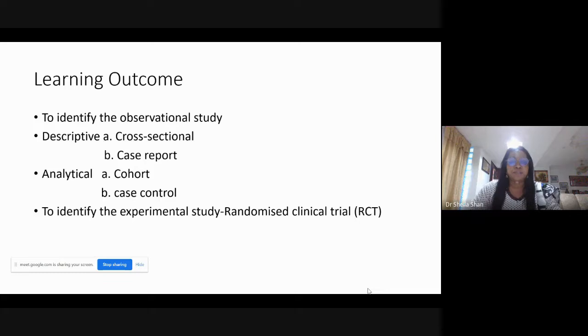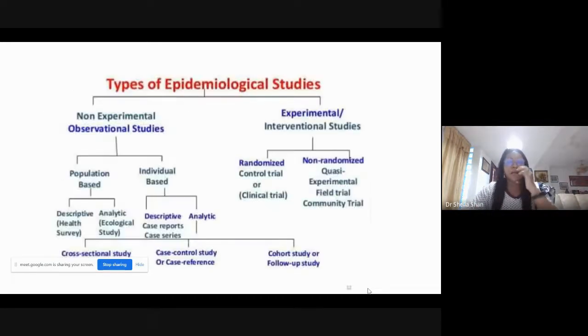Okay, so observational study. What is observational study? That is going to be my first design. The second design is going to be descriptive. The third one is going to be analytical. And the final one is going to be the RCT. So see how much I can cover here.